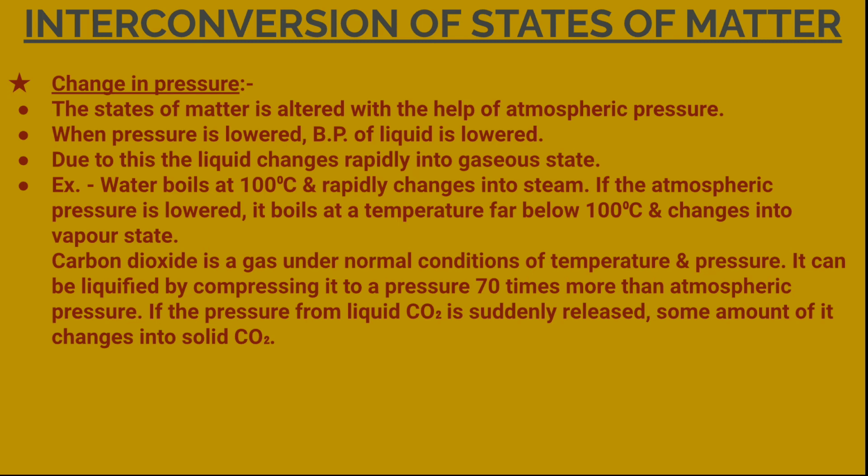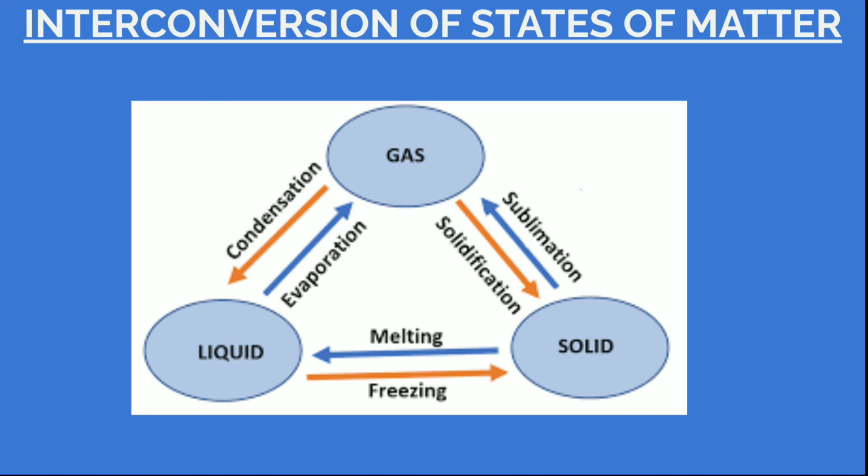Carbon dioxide is a gas under normal conditions of temperature and pressure. It can be liquefied by compressing it to a pressure 70 times more than the atmospheric pressure. So if the pressure is increased, carbon dioxide gas will change into liquid carbon dioxide. If the pressure on the liquid carbon dioxide is suddenly released, some amount of it will change into solid carbon dioxide. So this is the interconversion of the states of matter. This is the diagrammatic representation of the interconversion of the states of matter.